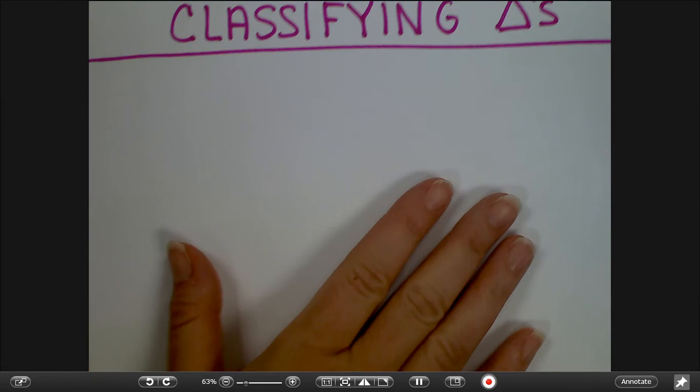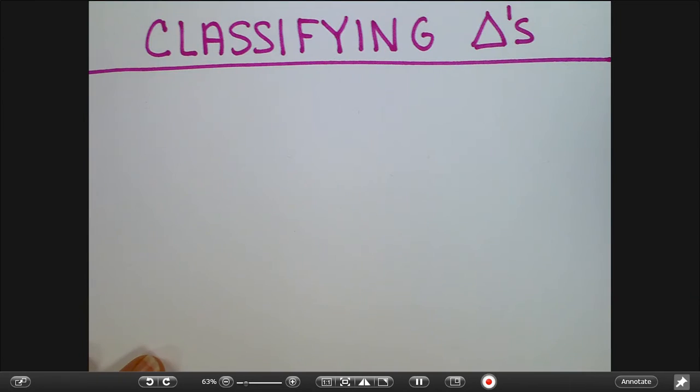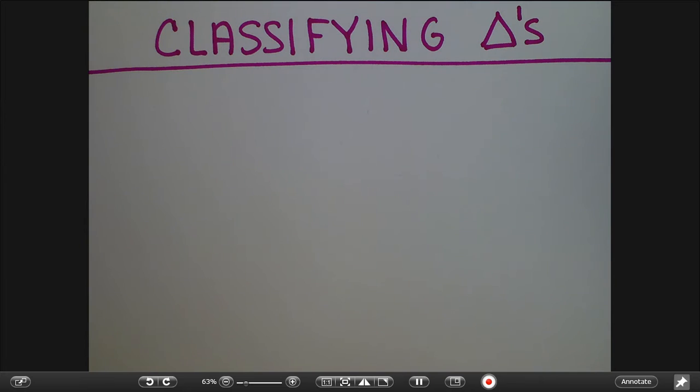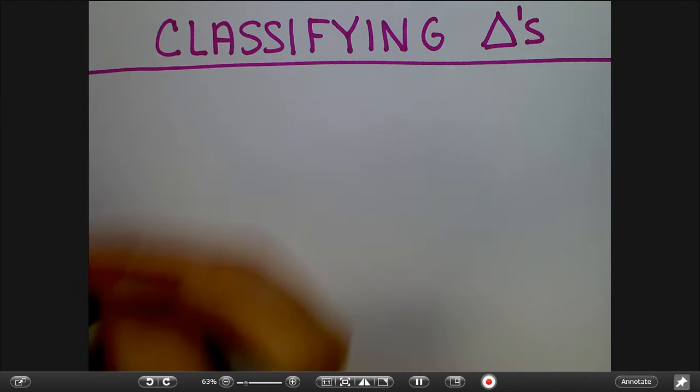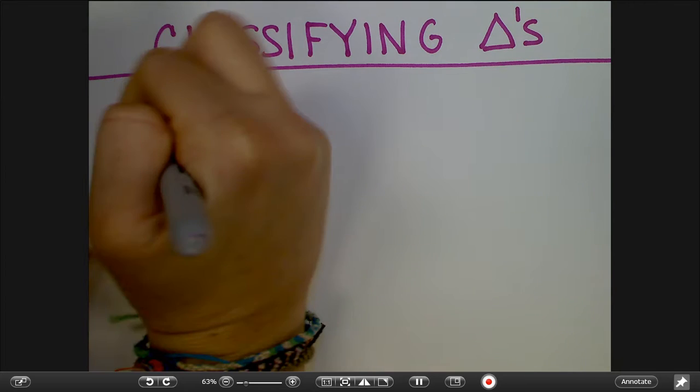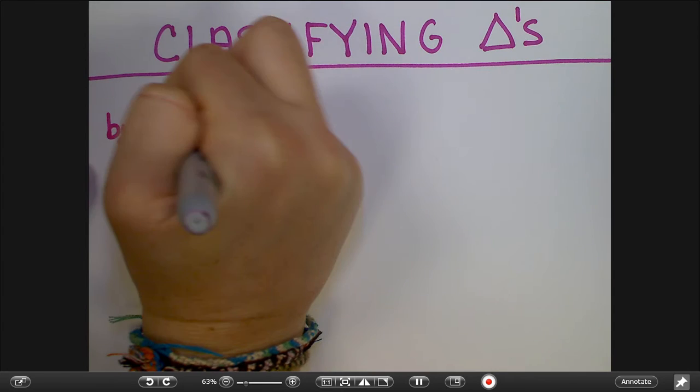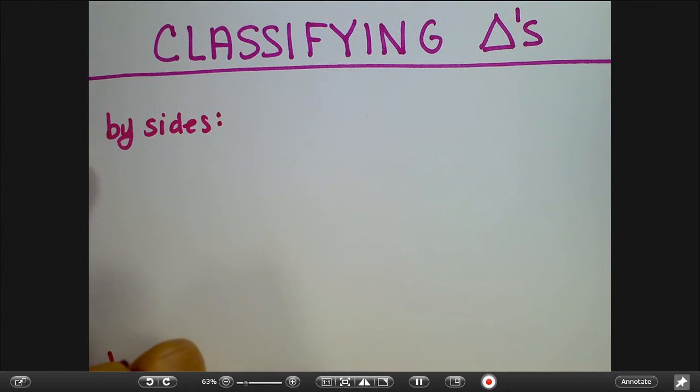All right, we're just going to review something you've probably done for a long time real quick, just to make sure you have the vocabulary. So we're going to talk about classifying triangles. There are two ways you can do that. You can classify them by sides, and you can classify them by angles.